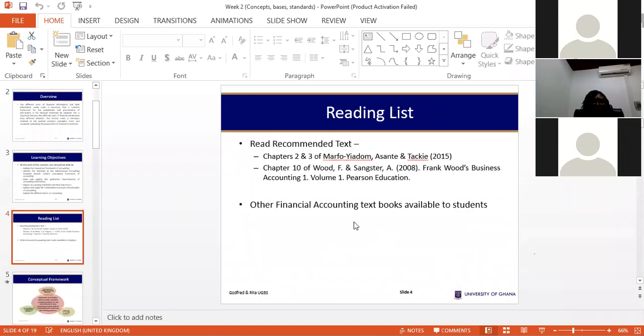For our reading list, we still have chapter 2 and 3 of Mafu, Edem, and Taki. For those of you who have the Frank Wood, like I did mention, Ben has the current version, which is 2010. That's good of him. Chapter 10, you would have to check whether the same chapter 10 refers to the readings on concepts, principles, policies, and all others. So please, as you pick your Frank Wood text, you have the soft copy, you would always have to make sure that the text relates to the topic we are treating for the week.